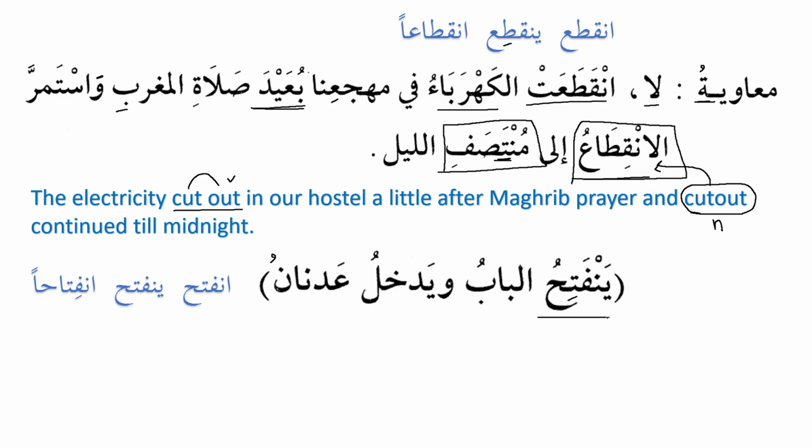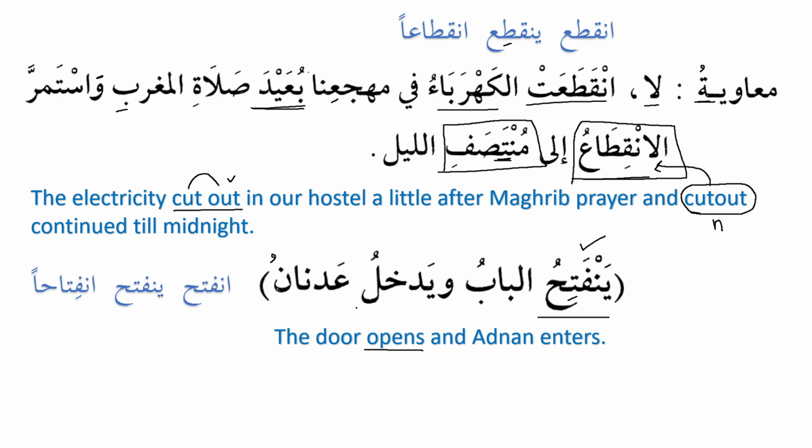And we know that form number 7, the characteristic is that it gives the passive meaning and it tells us about something that happened by itself. For example, we say kasara al-zujaja, he broke the glass. And when we say inkasara al-zujaju, it means that the glass broke by itself. The door opens and Adnan enters, and we know why it is translated as the door opens, because this is the present, and for the present we have to use the present form. So the door opens and Adnan enters.